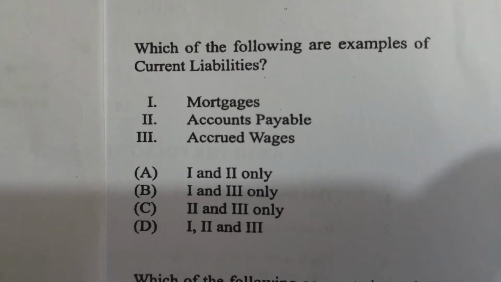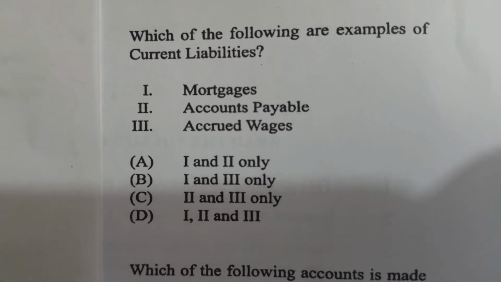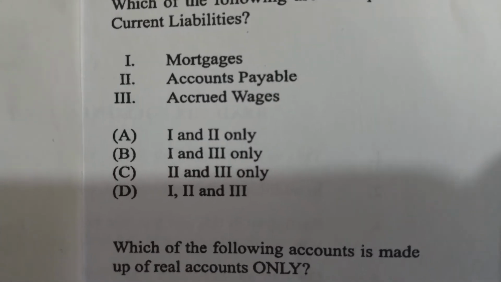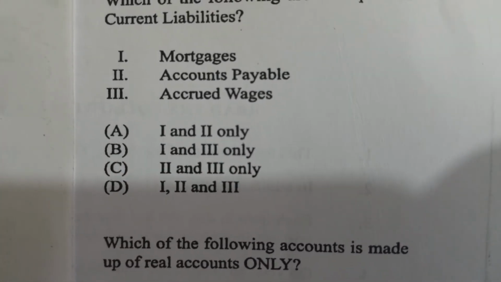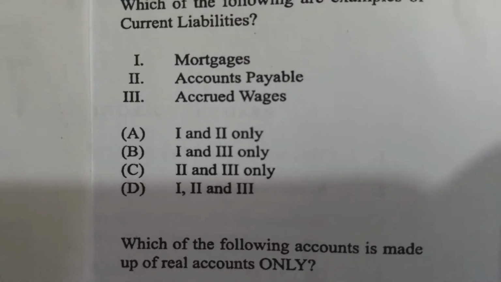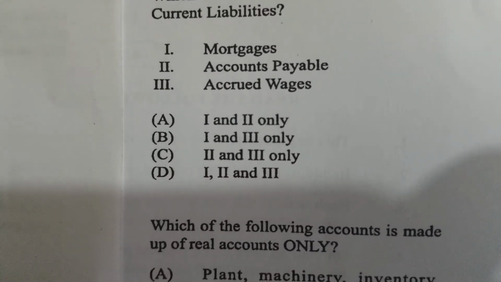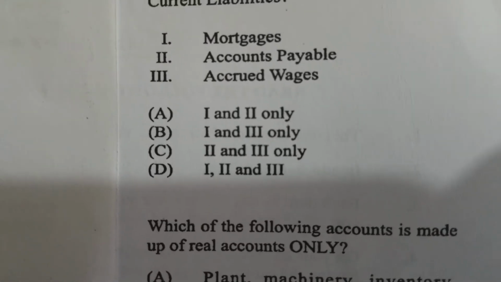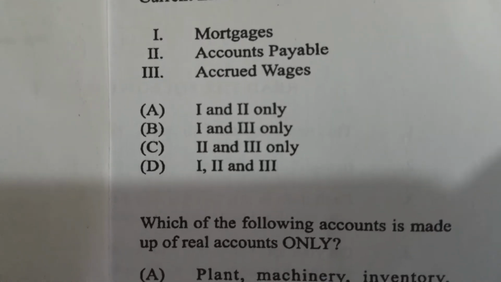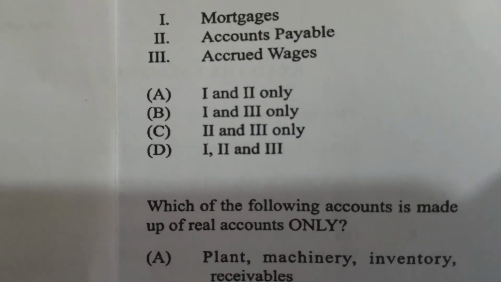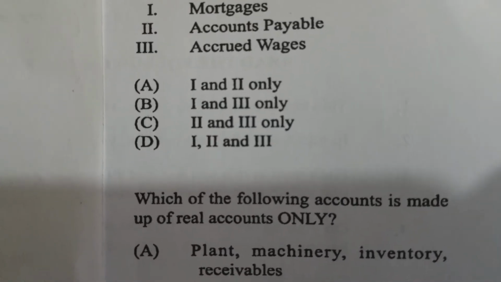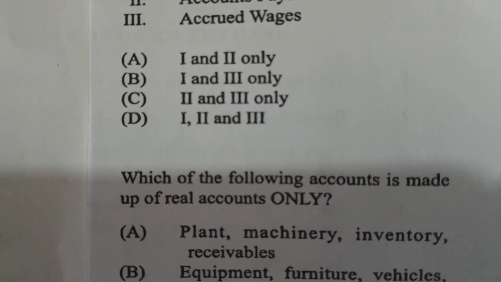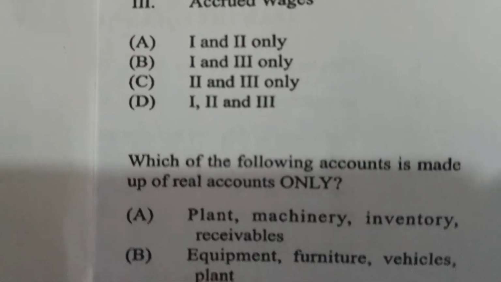Next question says, which of the following are examples of current liabilities? And we have there listed mortgage, accounts payable, accrued wages. All right, so it will be 2 and 3 because those are current liabilities. Mortgage is a long-term liability, so that would not be included. So since it is 2 and 3, then the answer would be C. All right, let's go to the next one.